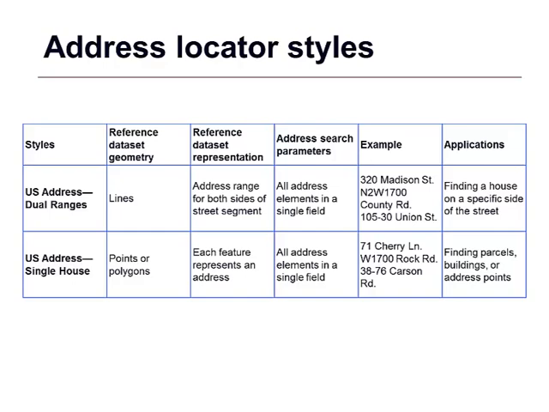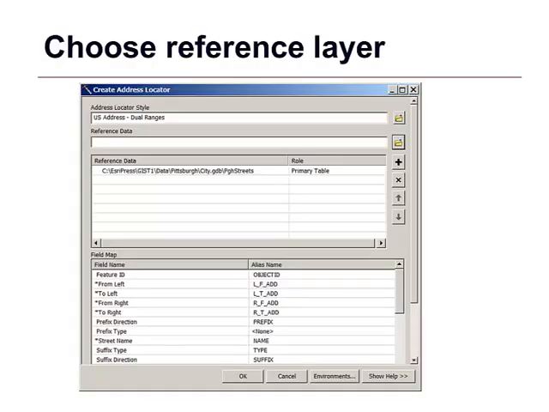And sometimes this could be parcels. So maybe if you have a parcel database and you're geocoding to parcels, that would be an example of polygons. Or perhaps if you have buildings and you're geocoding to the buildings. So it all depends on what your base layer is, which one of these address locator styles you would choose.